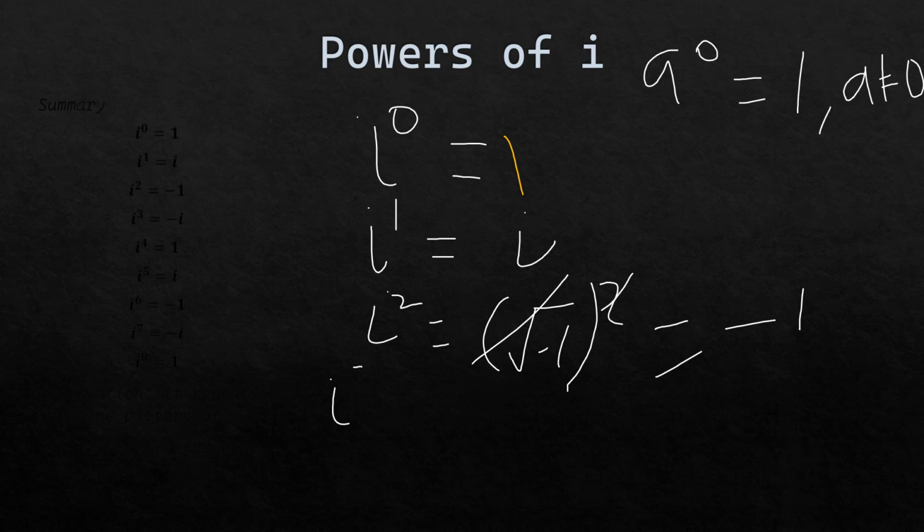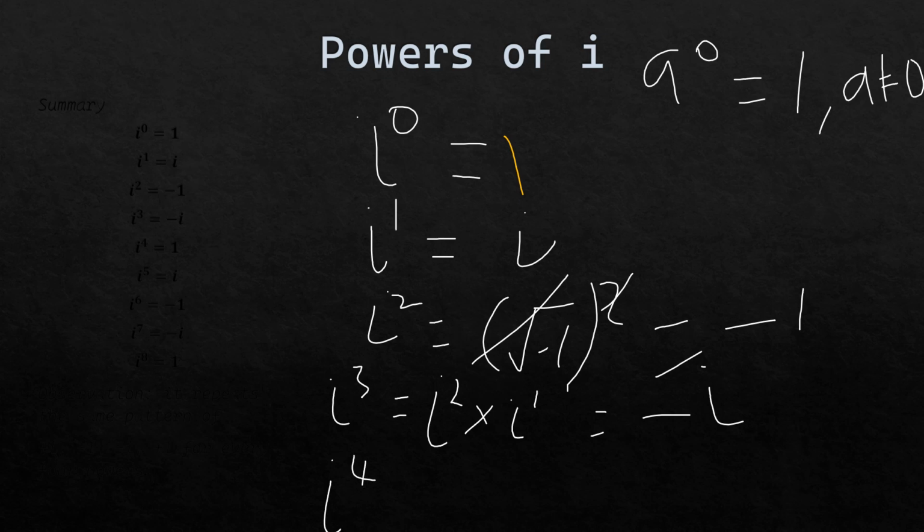What about I cubed? So we know I cubed can be written as I squared multiplying I to the exponent 1. From indices, when you have something like this, and the bases are the same, you just add the powers: 2 plus 1 gives 3. So it will be I squared, which is negative 1, multiplying I, which is I to the exponent 1. So I cubed is equal to negative I.